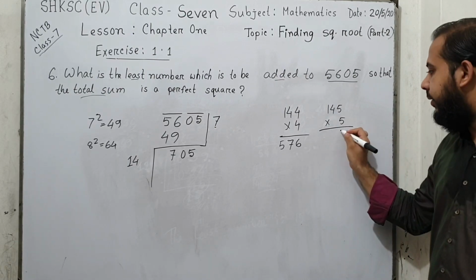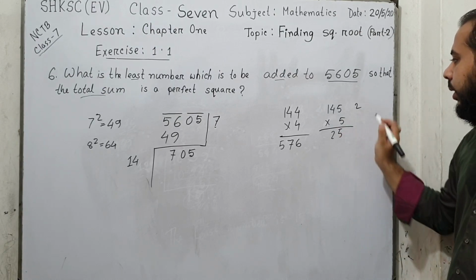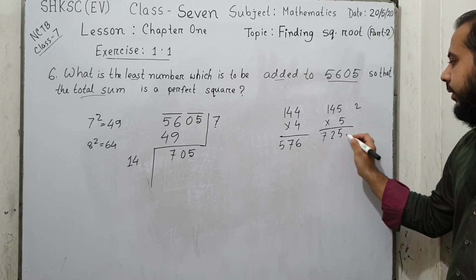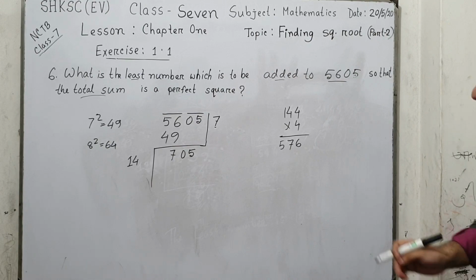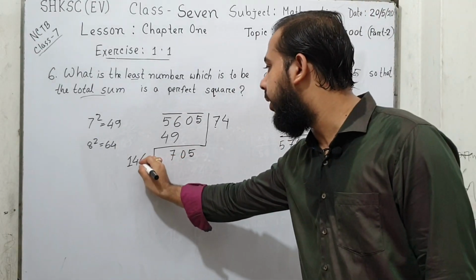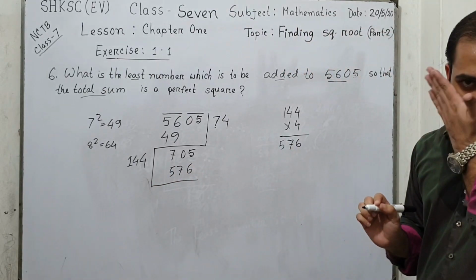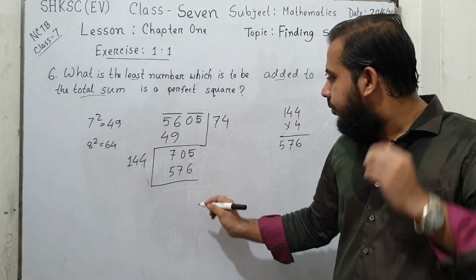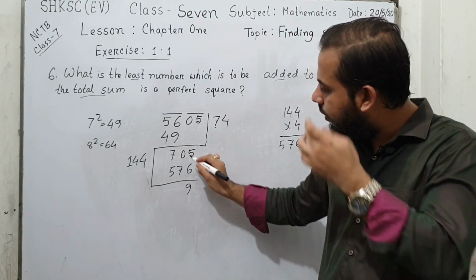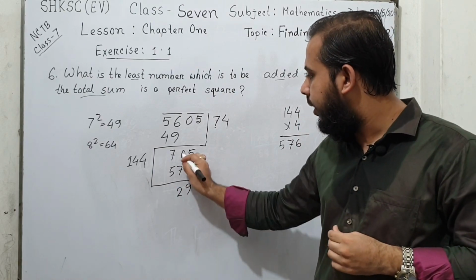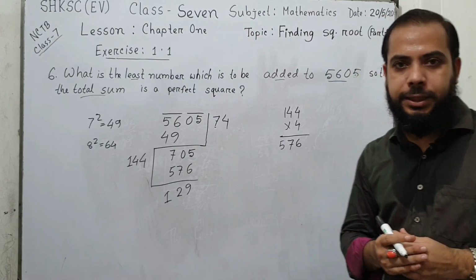Now if we try one more, 145 times 5. So 5 times 5 is 25, in hand 2, 5 times 4 is 20 plus 2, 22, in hand 2, 5 times 1 is 5 plus 2 is 7, which is more than 705. So we cannot take 5 as the next digit, we can take only 4. If we multiply this, we will get 576. Now let's subtract. 15 minus 9, in hand 1, 10 minus 8 is 2, in hand 1, 7 minus 6 is 1, 129. Now 129 is the remainder.